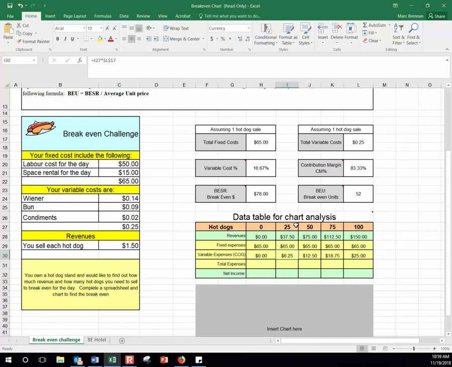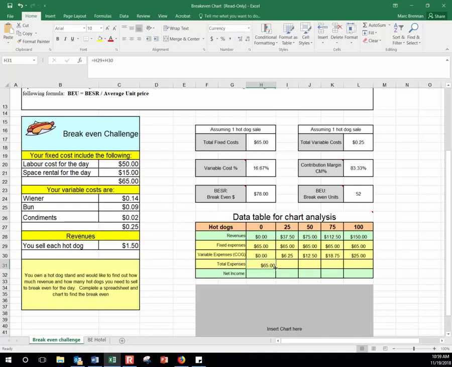And all I'm doing is multiplying how many hot dogs I've sold in this table, so how many hot dogs I've sold times how much it is for one. And then my total expenses would just be my two expenses added together.